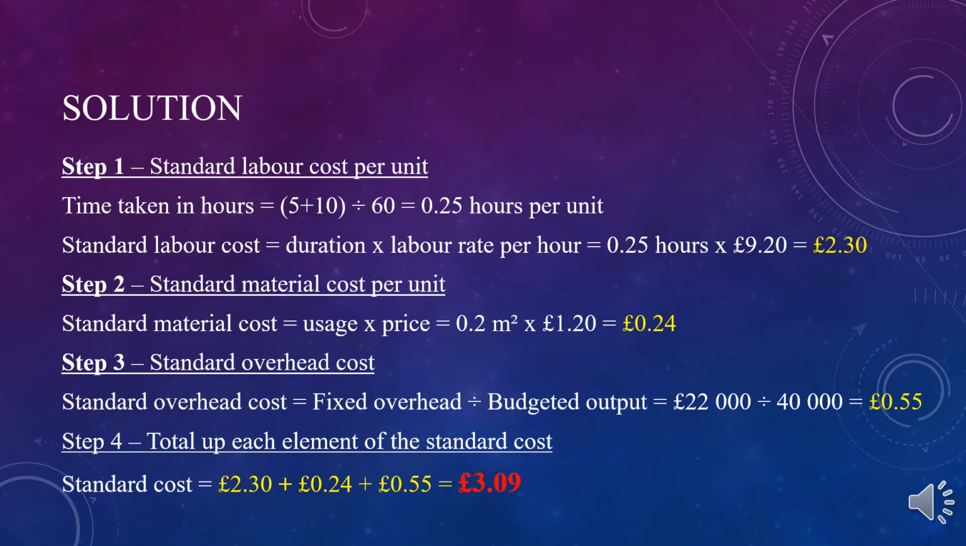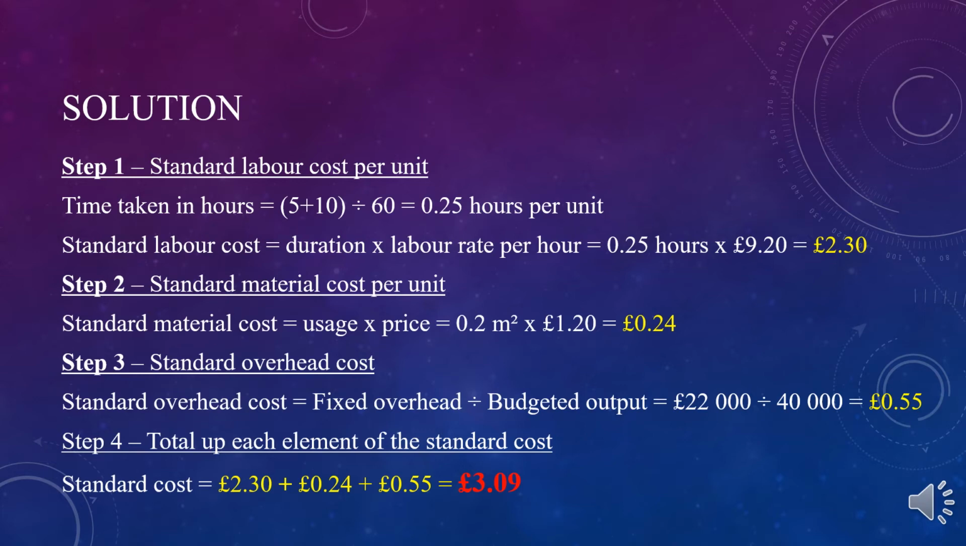Step 3 is to calculate the standard overhead cost. Here we have to use the total fixed overheads and the budgeted output. Fixed overheads divided by budgeted output, that is 22,000 pounds divided by 40,000 units, will calculate 0.55 pounds.